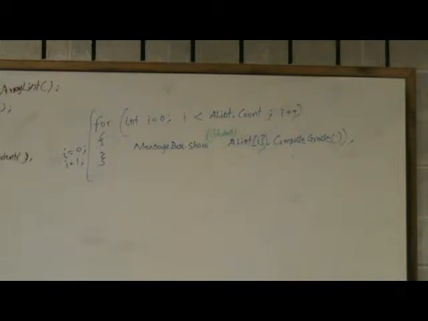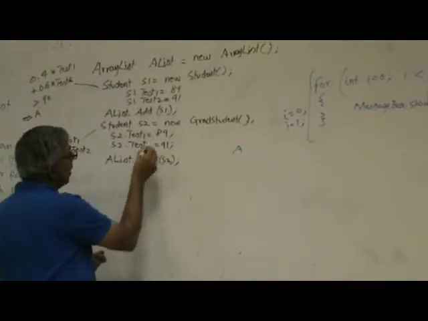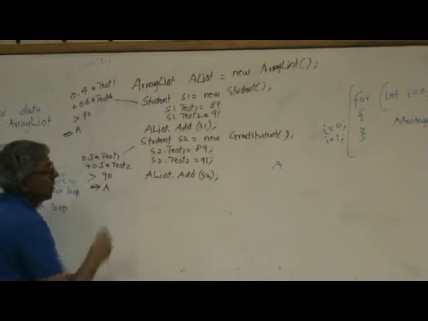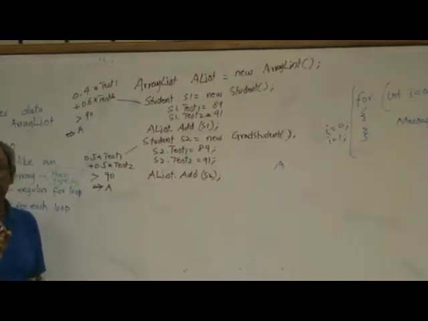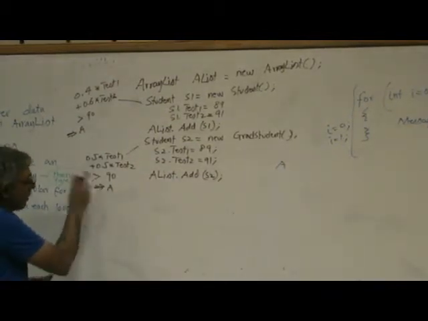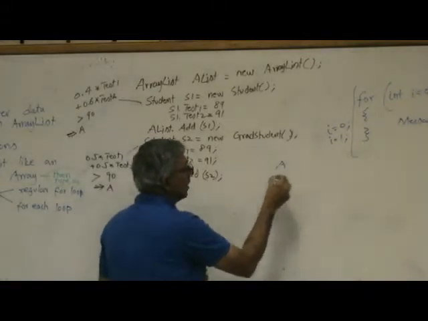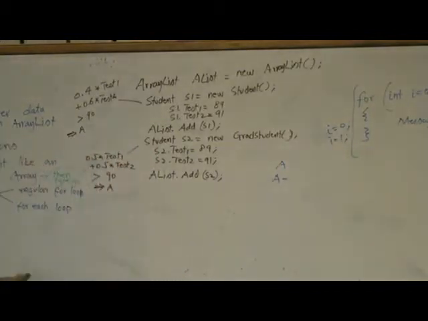So first time through the loop, what will it print out? What grade will it print out in this example? A. Second time through the loop, what will it print out? A. No, because 0.5 times 89, 0.5 times 91 is exactly 90. Yep. A minus. But we have to be greater than 90 to get an A. A minus. So it will print out A minus, right? Okay, so that's one way of looping through, right?